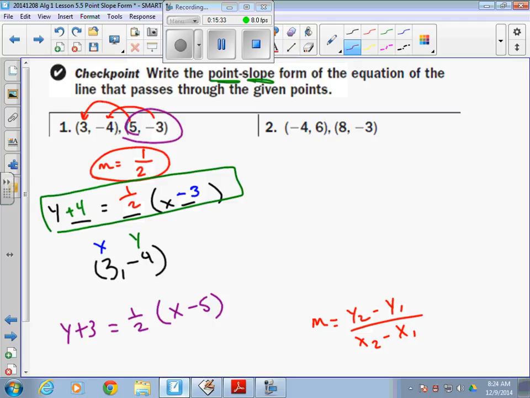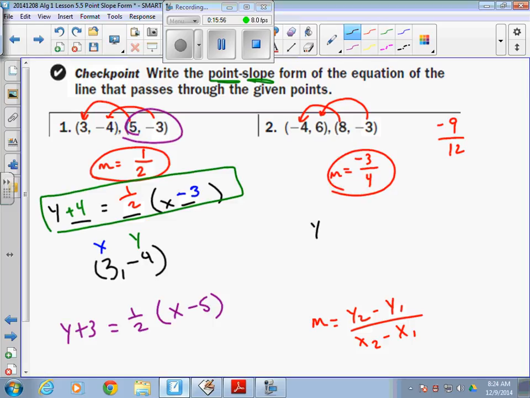Find the slope of number 2. Negative 3 minus 6 is negative 9. 8 minus a negative 4 means 8 plus 4, which is going to be 12. We can simplify this. The number 3 goes into both of them. It goes into negative 9, negative 3 times, and it goes into 12 4 times. So your slope is negative 3/4.